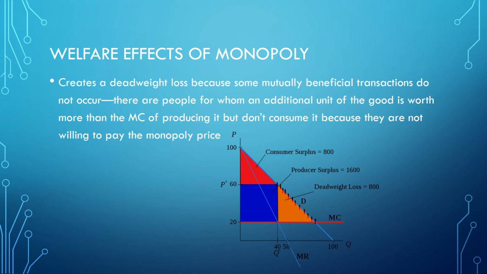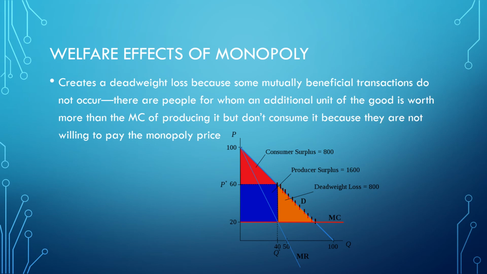The monopolist, however, because they have the market power, because their price is $60, there are all these people represented by that orange triangle for whom the additional unit of the good is worth more than the marginal cost. However, because the price being charged is the higher monopoly price, they are not able to consume that good. Therefore, total surplus decreases as a result of having a monopoly. So monopolies create a deadweight loss.